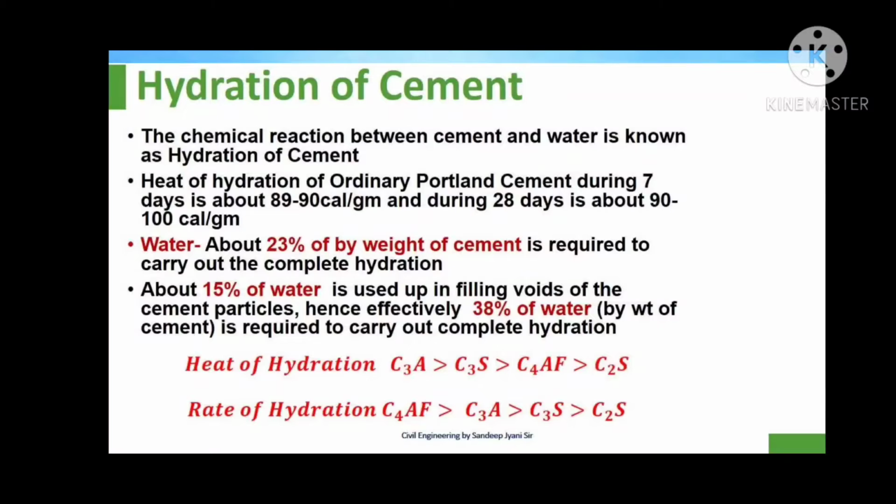Hydration of cement. The chemical reaction between cement and water is known as hydration of cement. Heat of hydration of Portland cement during 7 days is about 89 to 90 calories per gram, and during 28 days is about 90 to 100 calories per gram. Water about 23% by weight of cement is required to carry out the complete hydration. About 15% of water is used up in filling voids of the cement particles. Hence, in total 38% of water is required to carry out complete hydration.